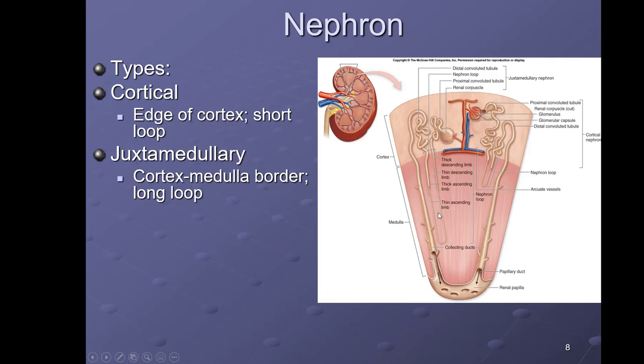And so how this relates to what we talked about earlier with the blood flow, remember there was an option of peritubular capillaries or a vasa recta. So the peritubular capillaries are found in the cortical nephrons. The vasa recta, which goes all the way down here along the tube, those are found in juxtamedullary nephrons.